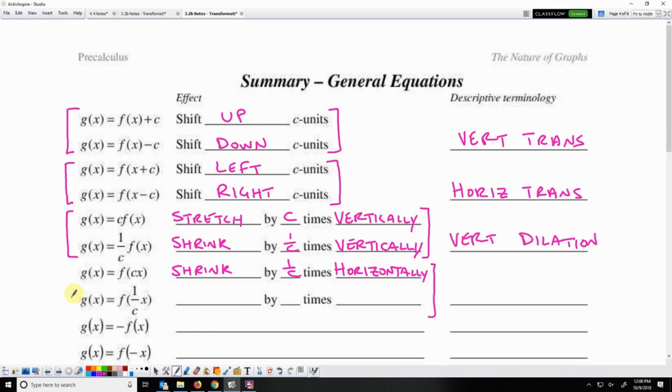And these two are going to go together because here's another horizontal dilation. I'm multiplying inside by 1 over c. That is a stretch by c times horizontally. And that's a horizontal dilation.